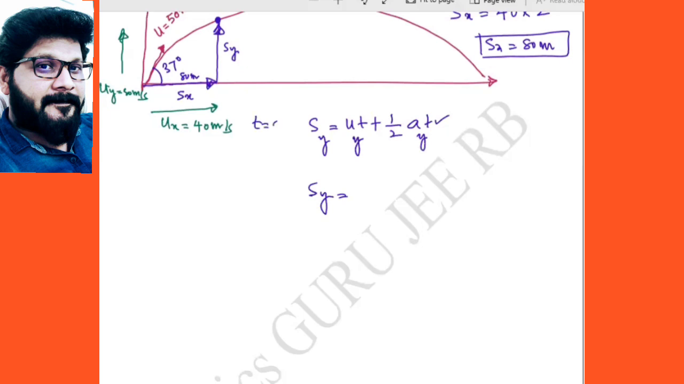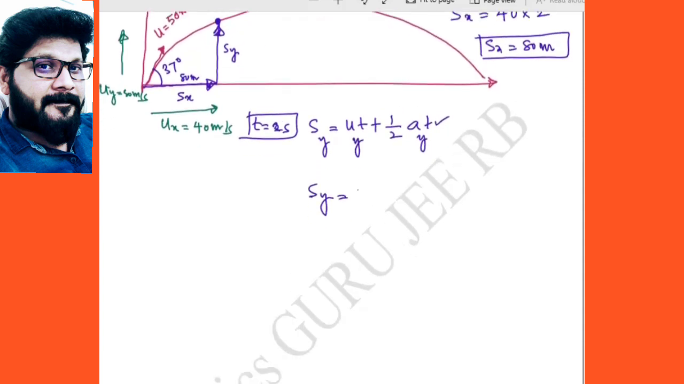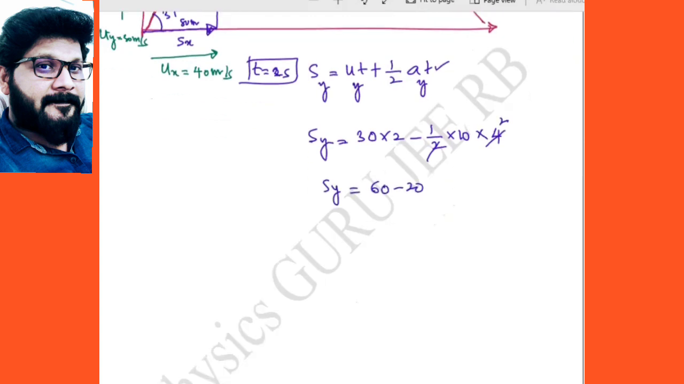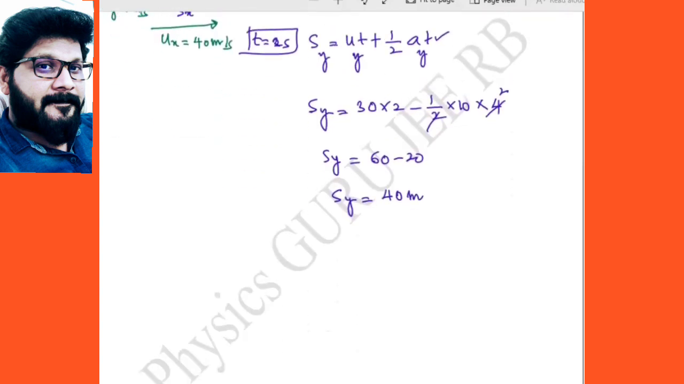After 2 seconds we calculate. So sy is equal to uy, what is it? 30. So 30 into 2 minus half, because g is 10, into t square. T square is 2 into 2, which is 4. So sy is equal to 60 minus 20. Sy equals 40 meters. Hope this is clear to all. 80 meters and 40 meters.